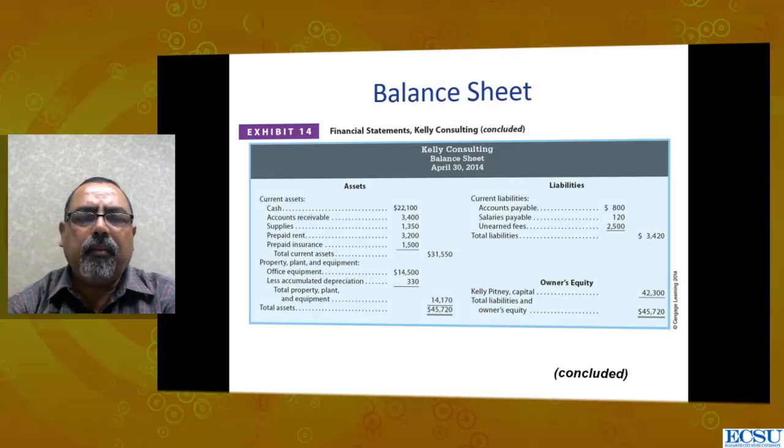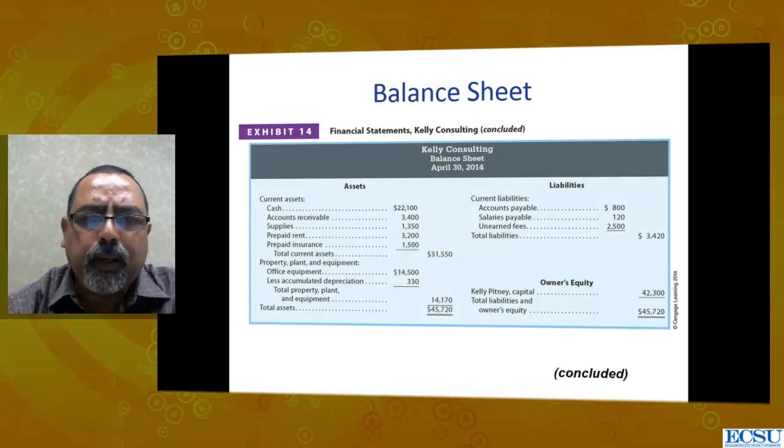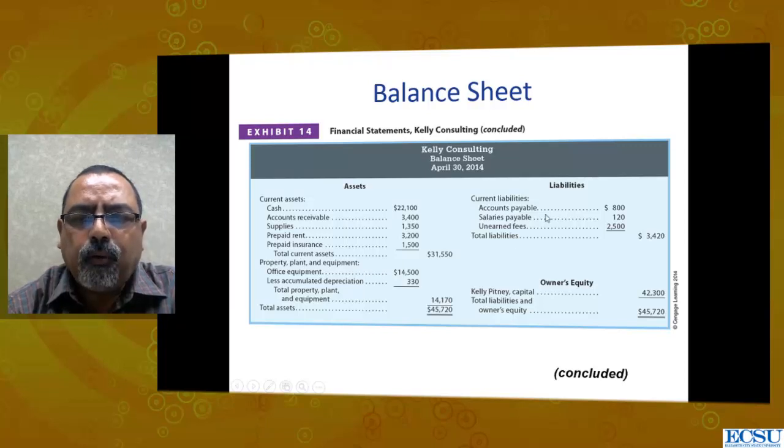Then we go on and prepare the balance sheet. Of course, in the balance sheet, please remember that we do a classified balance sheet. So we organize the classified balance sheet as current assets, property, plant, and equipment, and sometimes you may have some investments in between. For now, we will not be dealing with the investments. And then on the liability side, we'll have current liabilities and long-term liabilities, and the owner's equity section will be the last item on the balance sheet.